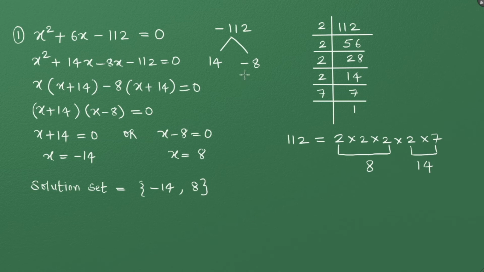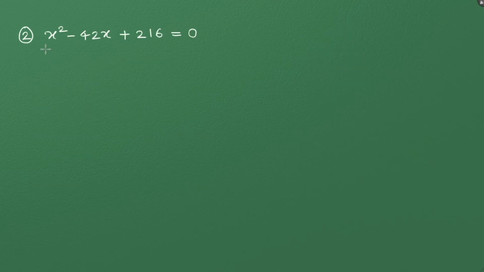Now let's see one more example. Now in the second quadratic equation, x square minus 42x plus 216 equals 0, we want two numbers such that when multiplied it will give 216, and upon addition it should give minus 42. Now again this is a big number, so better we first find the prime factors to get those two numbers. So let's do it.